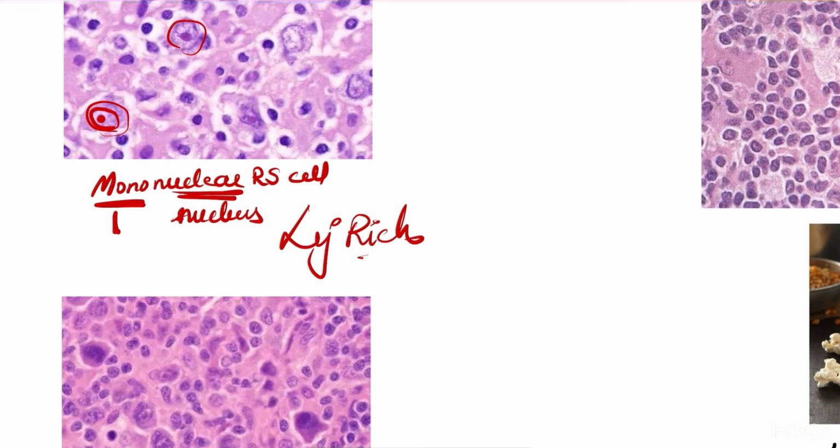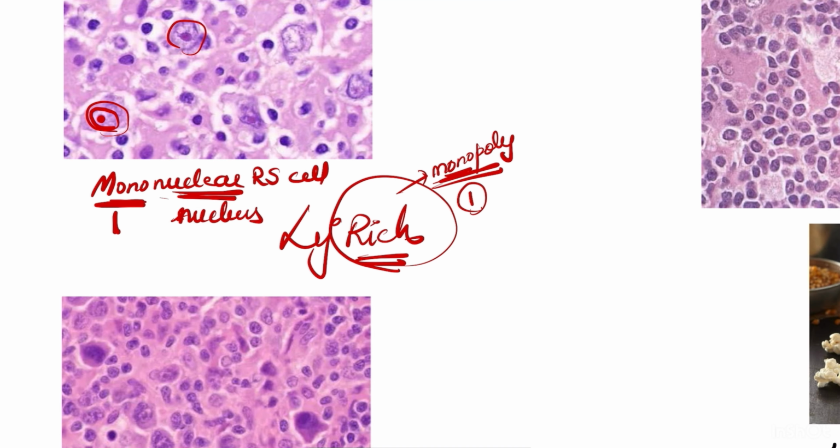lymphocyte-rich variant. All the rich tycoons, rich industrialists, or the rich businessmen, they imposed monopoly over industrialization. We can remember they rule singly. Singly means one, ek niranjan kind. So this mononuclear RS cell is found in lymphocyte-rich variant.